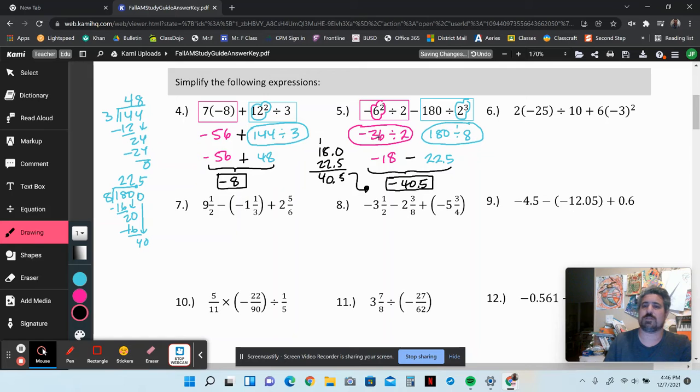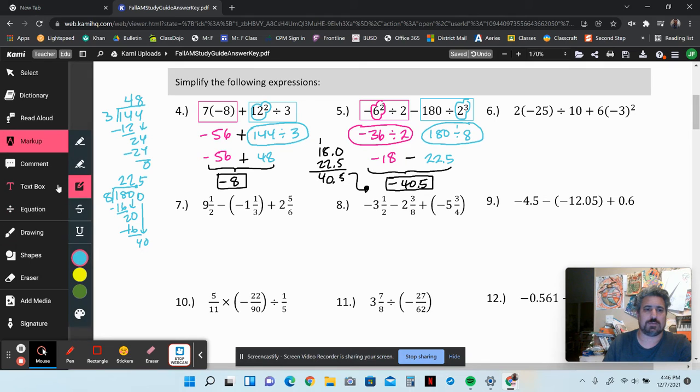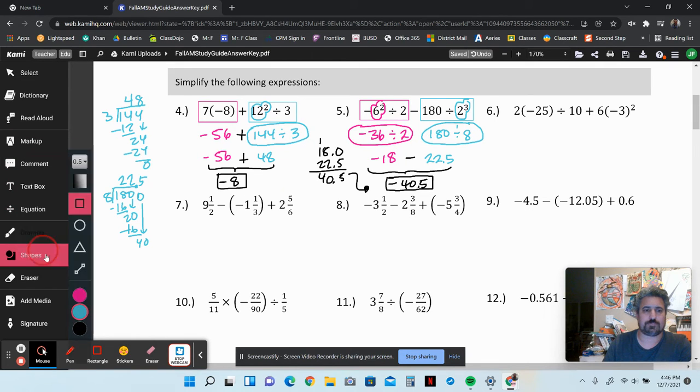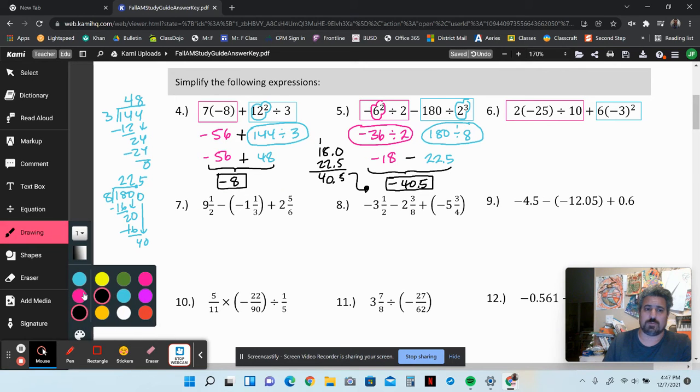On this one here, same idea as before. We're going to look for our terms. We're going to circle our terms and work within each term. So in this particular case, you have the first term, which is 2 times the quantity of negative 25 divided by 10. All of that's one term. And then you have the second term, which happens to be 6 times the quantity of negative 3 to the second power. We're going to use PEMDAS within each of those terms and work through the problem.